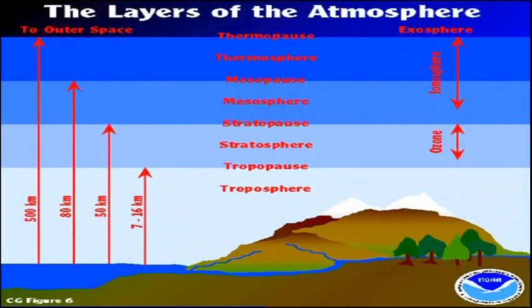Among all the layers, in between lies the pause or stop. Between each layer of the atmosphere is a boundary. Above the troposphere is the tropopause, which is the uppermost limit of the troposphere. As we can see, above the stratosphere lies the stratopause, above the mesosphere, the mesopause, and above the thermosphere is the thermopause.